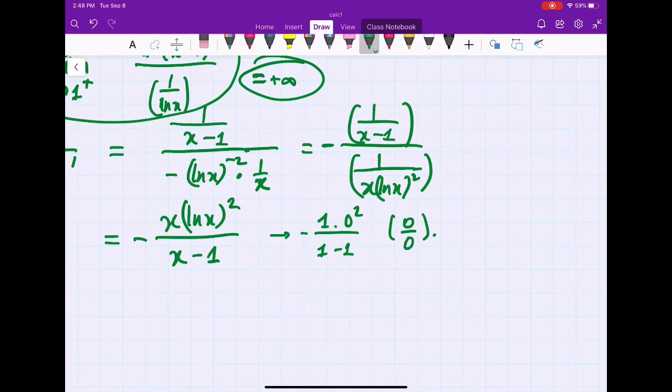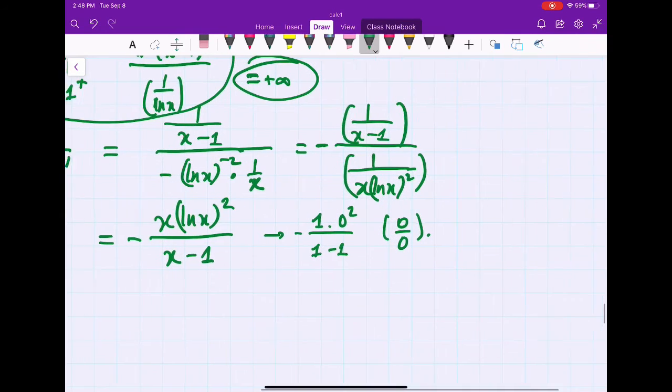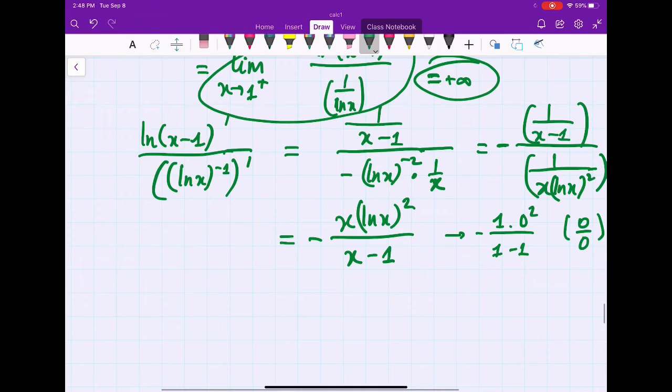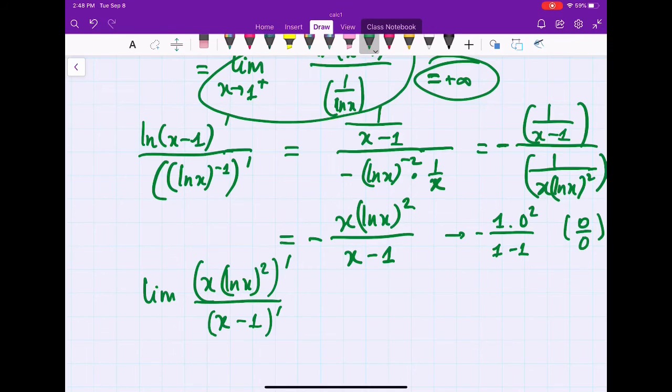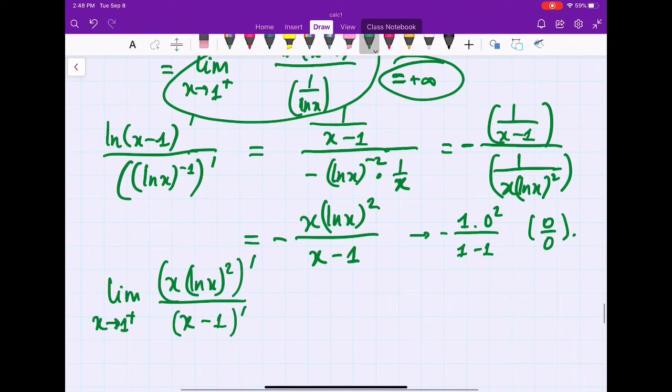That means you still may need to differentiate. So I will consider the following limit: the limit of the derivative of x ln of x squared over the derivative of x minus 1, when x approaches 1 from the right. On the top I need to use the product rule.